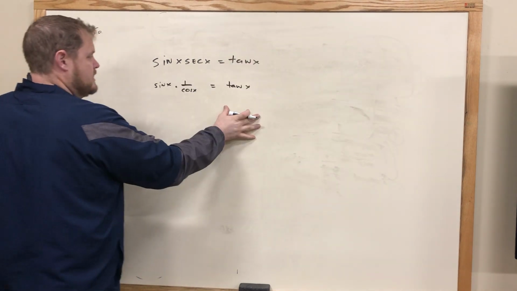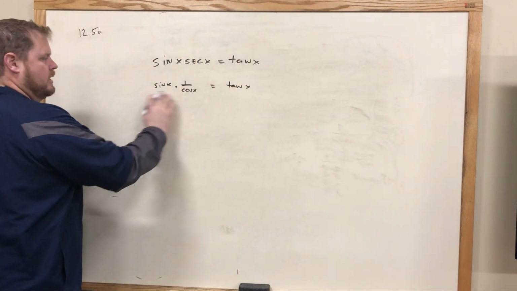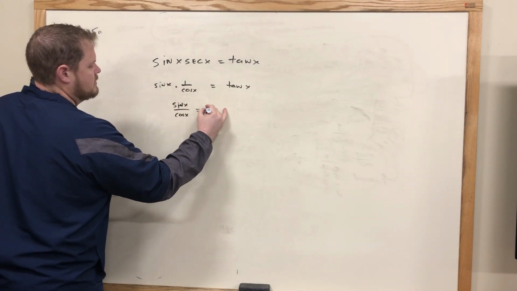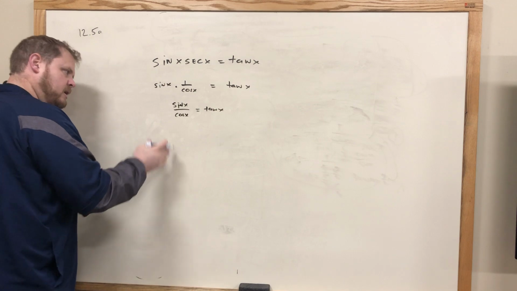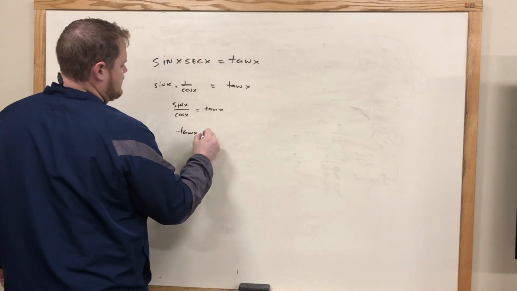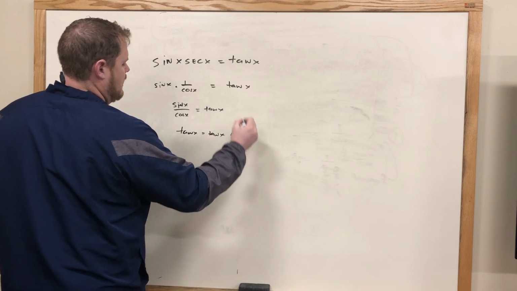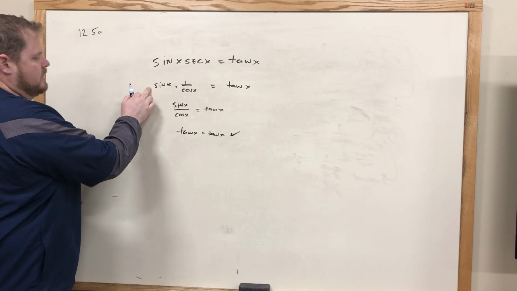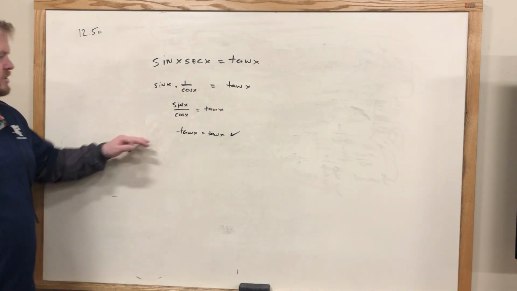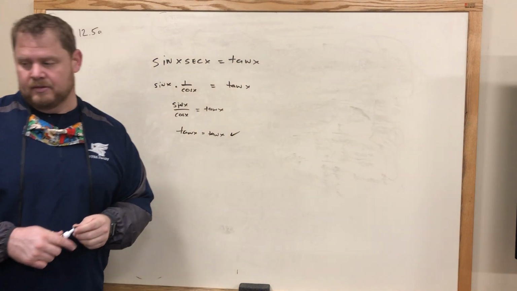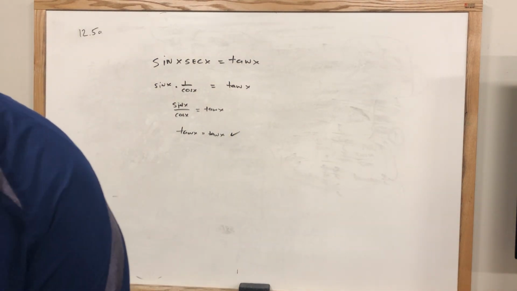Remember, I don't change this side, I only change this side. Now what? Well, I put sine x over cosine x equals tangent x. What do we know sine x over cosine x becomes? Tangent x equals tangent x, and we're done. What we're doing is this proof, step 1, step 2, step 3, to prove that these two things are saying the same thing. That's a fairly basic one.